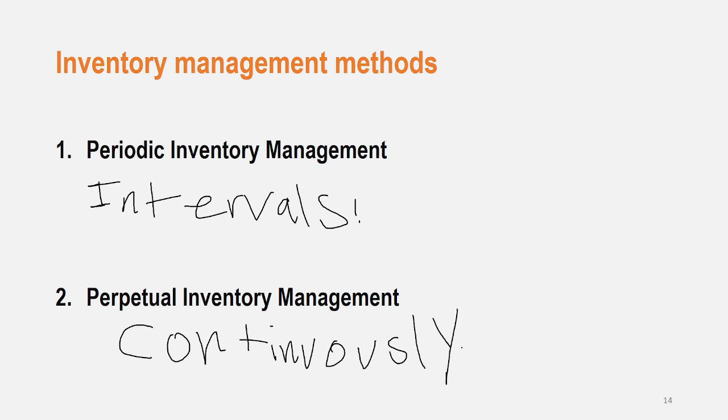So it is required to remember these two key points for understanding the difference between periodic and perpetual inventory systems. In the periodic inventory system, the physical counts take place at regular intervals, but in the perpetual inventory system, the updating of information about inventory takes place continuously, and we always have up-to-date information about our inventory.